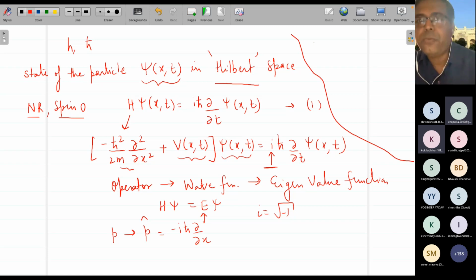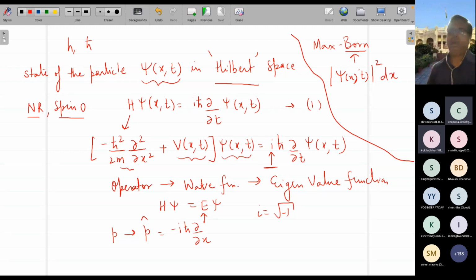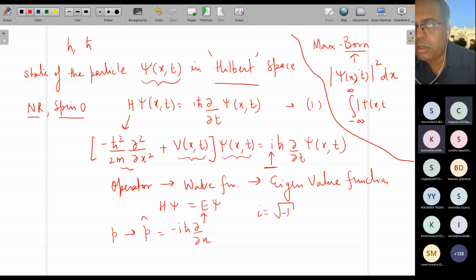But this is the famous Max Born who gave this interpretation. Please remember this name because the name is very important. Anyway, psi(x,t) mod square dx is the probability of finding the particle between x and x plus dx. And in order to treat mod psi square as the probability, there is another thing we'll have to remember, that the normalization of this psi has to be one.